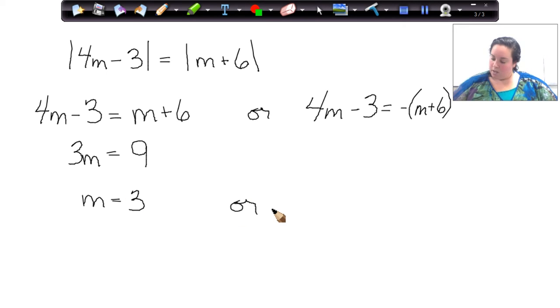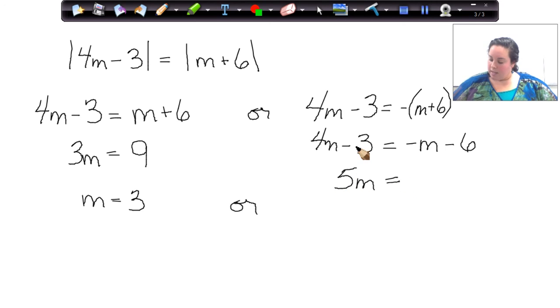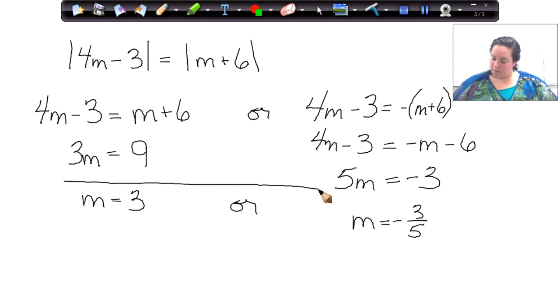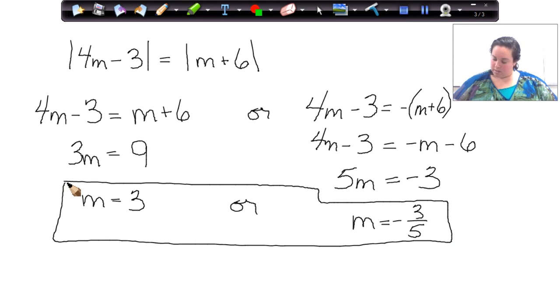Or we'll solve this one. We need to distribute this negative. Okay, and then we could add m to both sides. And we can add 3 to both sides. And then divide both sides by 5. M is negative 3/5. So again, we get two answers, and it just depends, we don't know, it could be the negative or the positive. So m could be two different things.